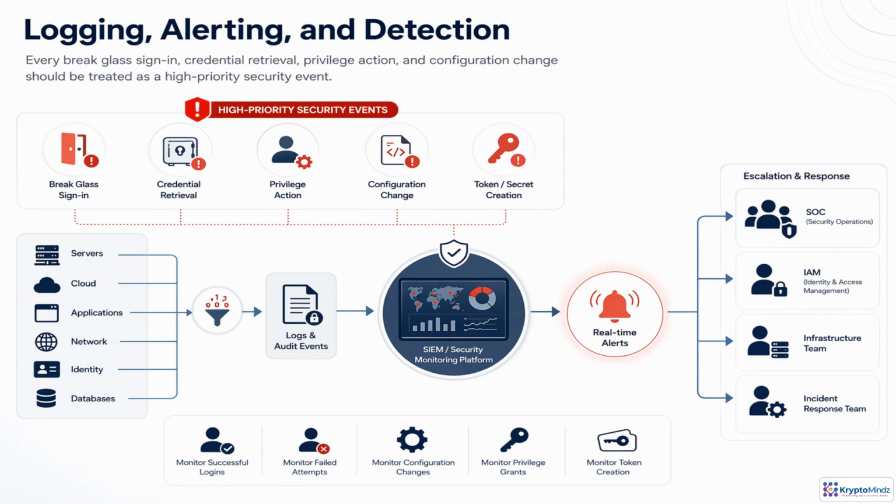Break glass activity should never be quiet. The moment an emergency account signs in, retrieves credentials, changes configuration, grants privilege, or creates a token, that event should flow into centralized monitoring. Ideally, logs go to a SIEM that is independent of the system being rescued, so an attacker cannot easily erase the evidence. Detection should cover both successes and failures, because repeated failed attempts may be the first warning. Real-time alerts should route to the right owners: SOC, IAM, infrastructure, and incident response, with clear escalation expectations.